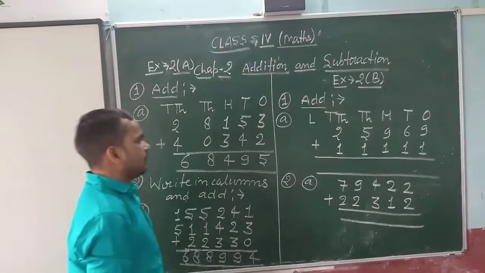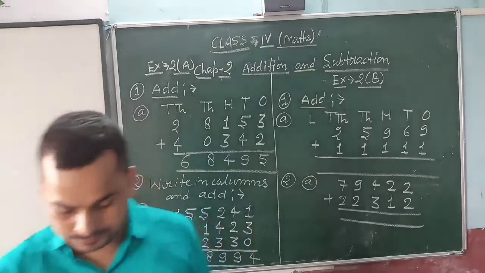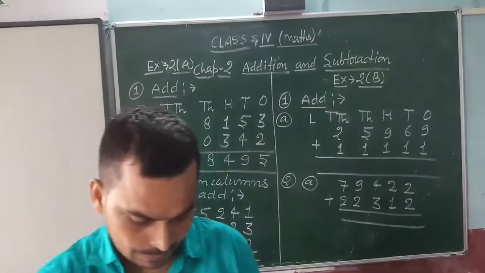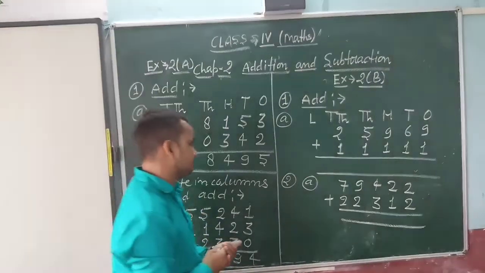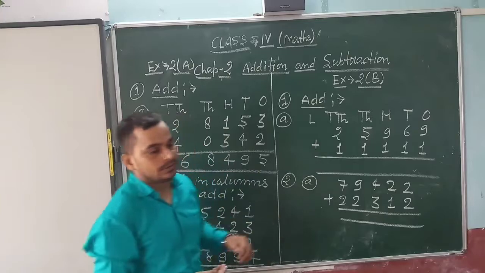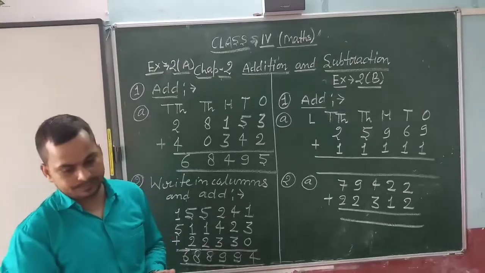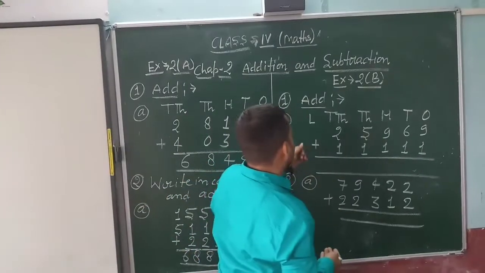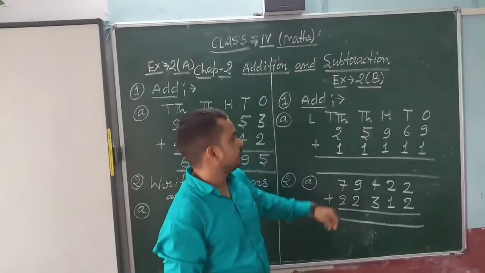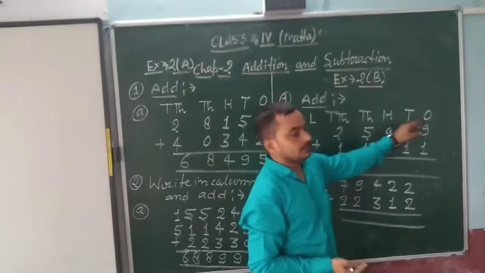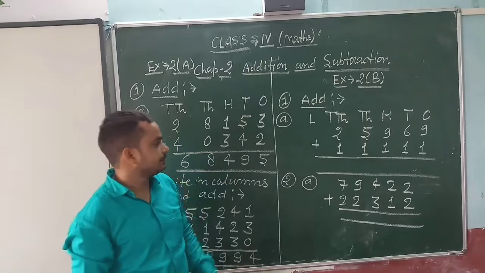Now we have exercise 2B. Here also we have addition of 5 and 6 digit numbers with regrouping, carry over. Here we have carry over. In the previous exercise we did not have carry over. So here question 1, again add. Positions are given: ones, tens, hundreds, 1000, 10,000 and lakh.